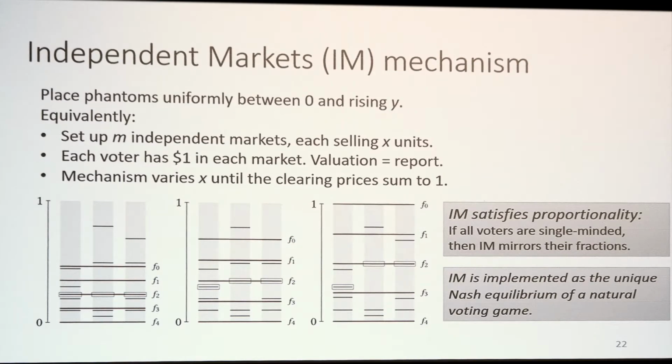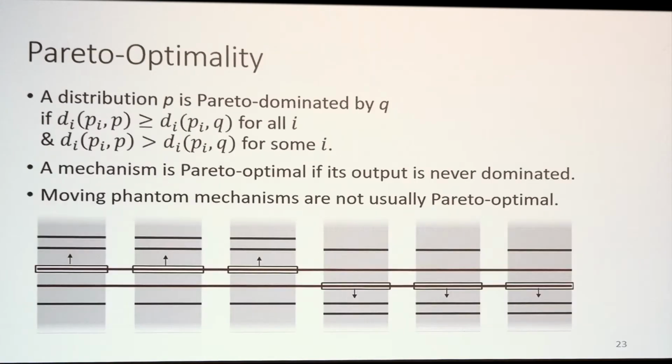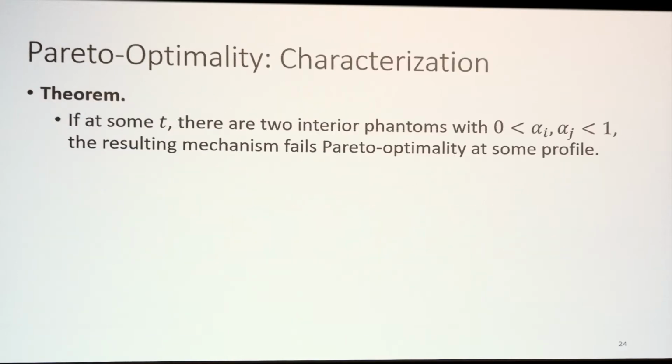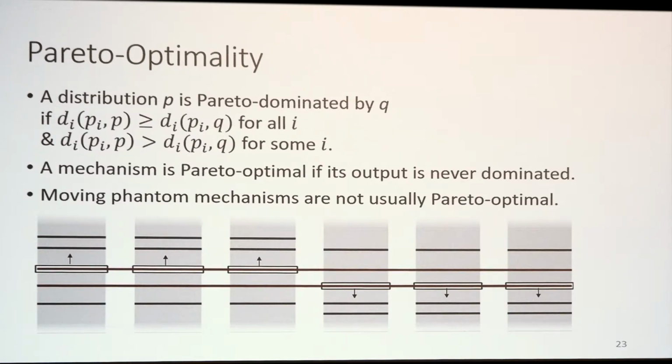Okay, so that's the independent markets mechanism. Let me move on and just quickly tell you about Pareto optimality. So we can show that this independent markets mechanism is not Pareto optimal. And by that I mean, Pareto optimal means that your mechanism should always output a distribution where it's impossible to find another distribution that all voters weakly prefer and some voters strictly prefer.